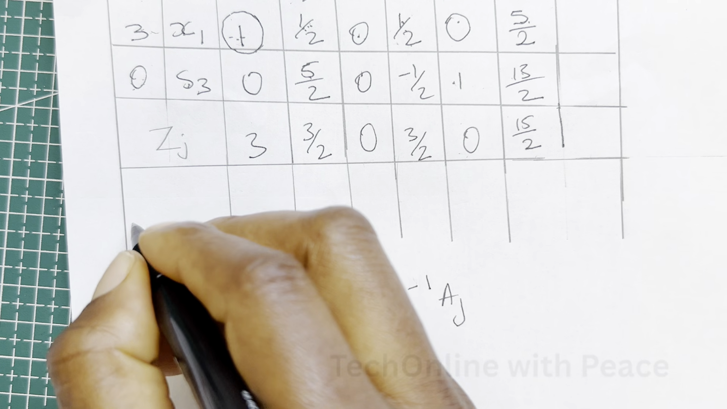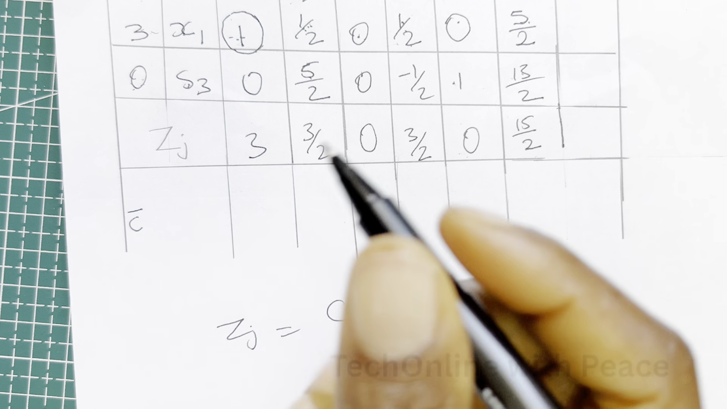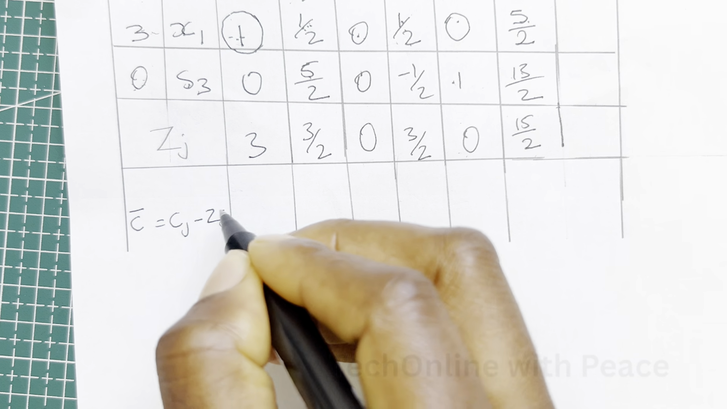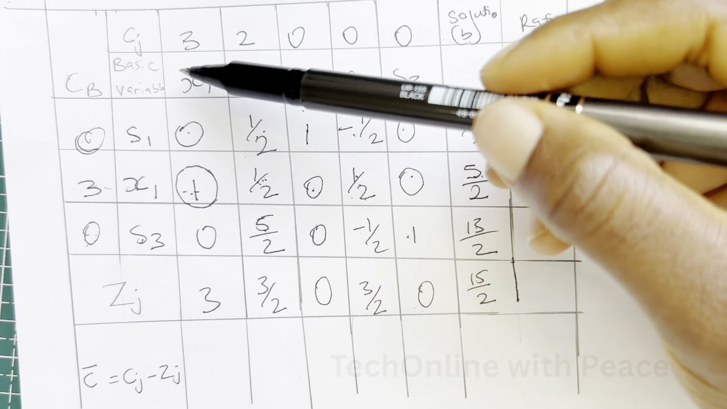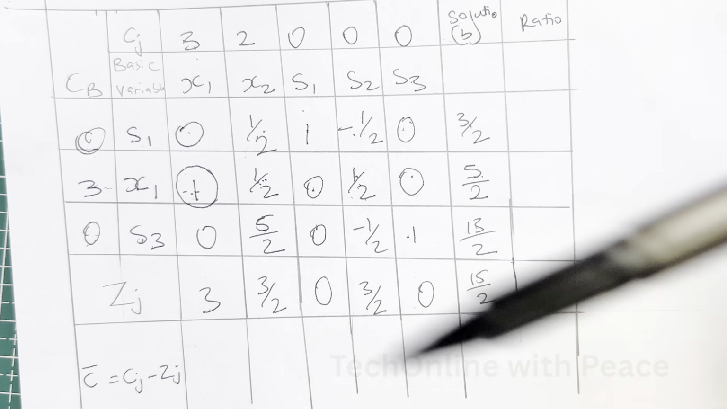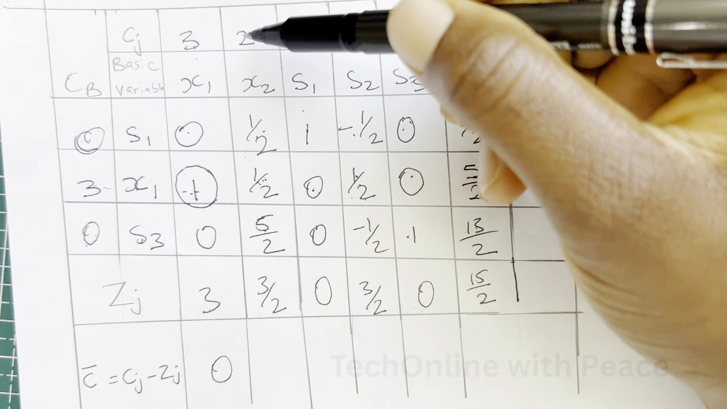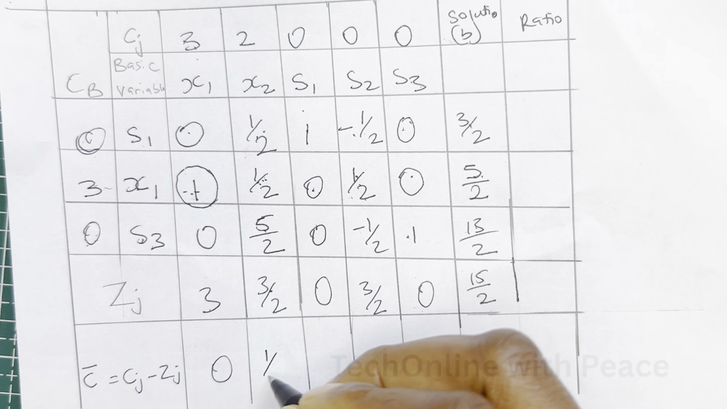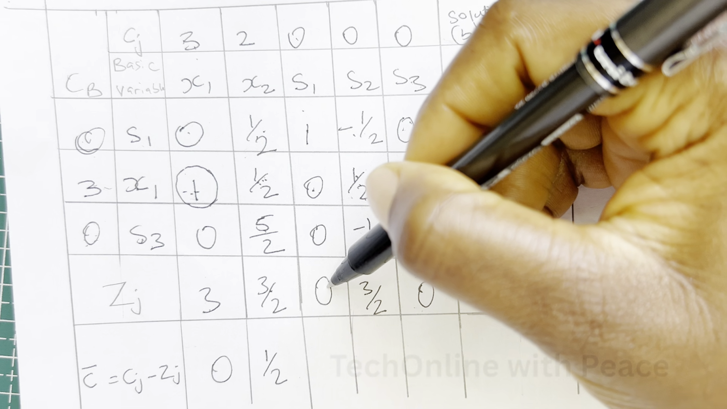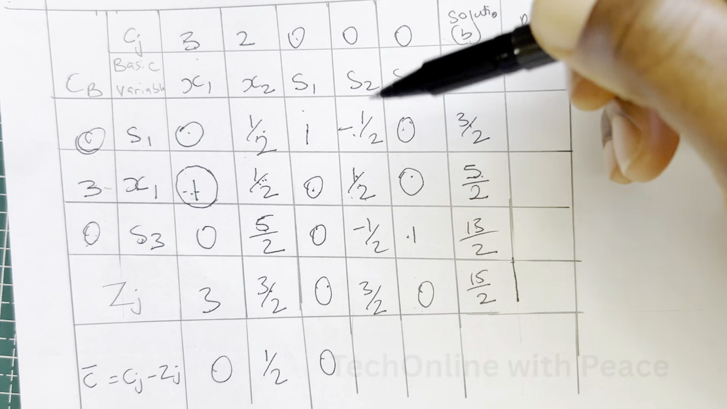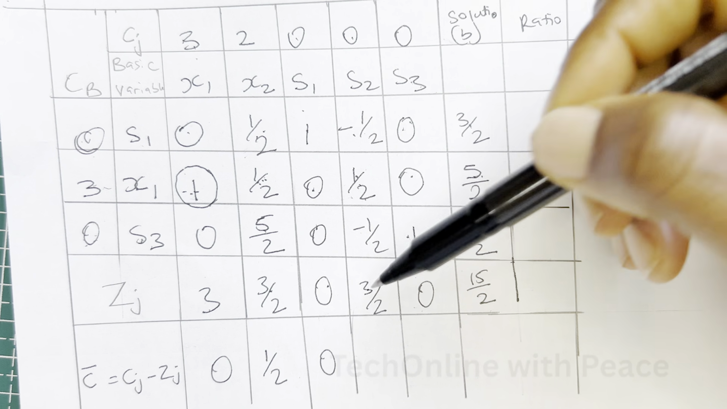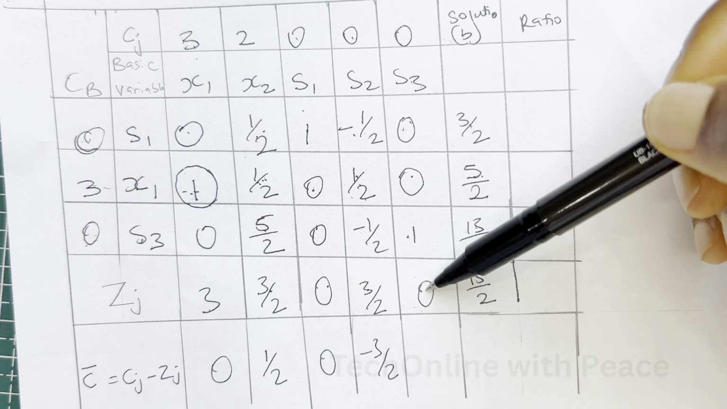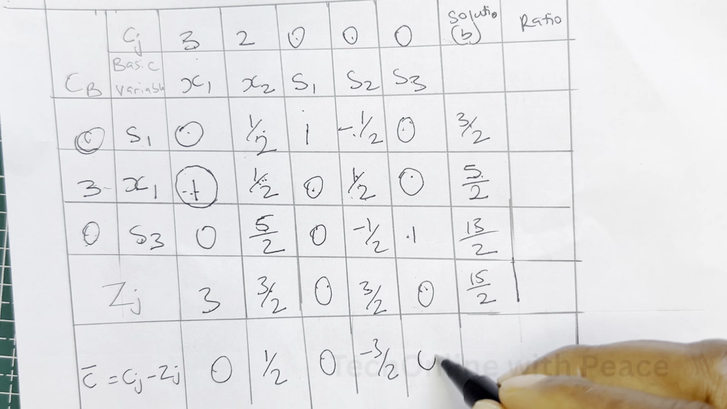So the next is to find our relative cost. To find it, we have cj minus zj. And cj, we have 3 here. That's 3 minus 3, we have 0. 2 minus 3 over 2, we have 1 over 2 here. 0 minus 0, we have 0. 0 minus 3 over 2, we have minus 3 over 2. 0 minus 0 here, we have 0.